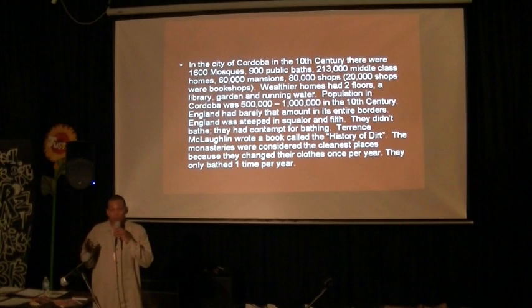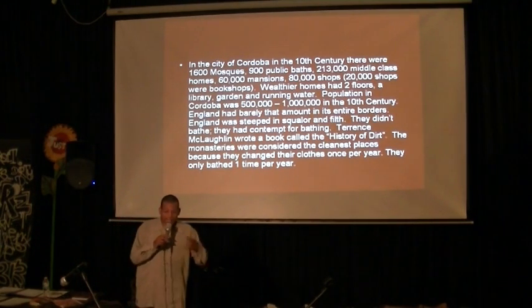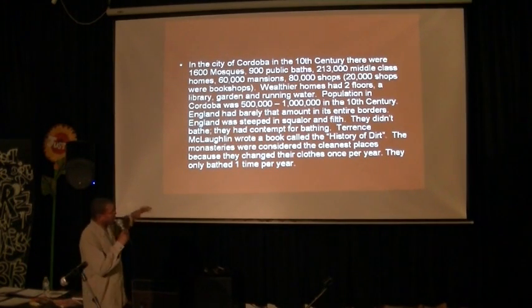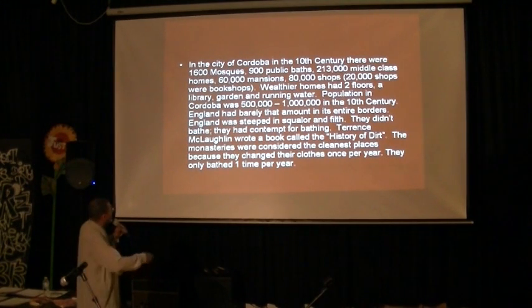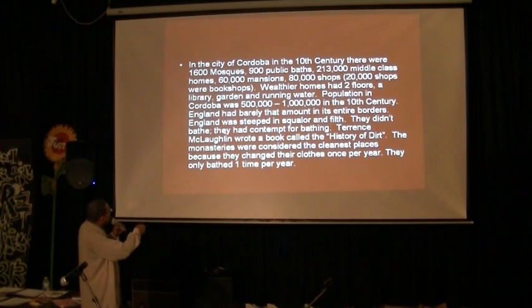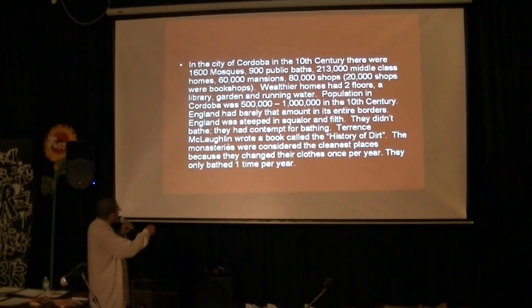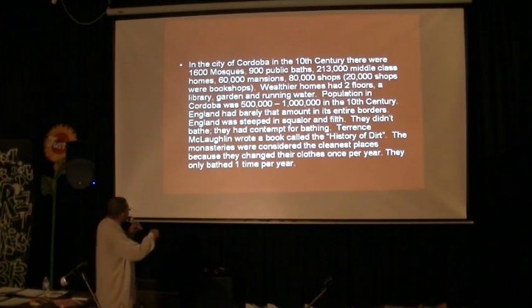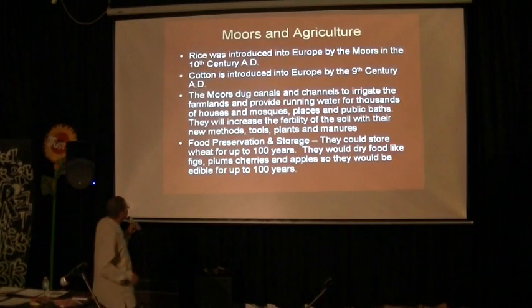They talk about some of this as well. And one thing I noticed is when they do reenactments, they clean the people up in Europe. But if you actually watch some of the documentaries, they'll talk about how filthy it was. This is why disease spread so quickly. Okay, they didn't bathe and had a contempt for bathing. Terence McLaughlin wrote a book called The History of Dirt. The monasteries were considered the cleanest places because they changed their clothes once per year. They only bathed 1 time per year.